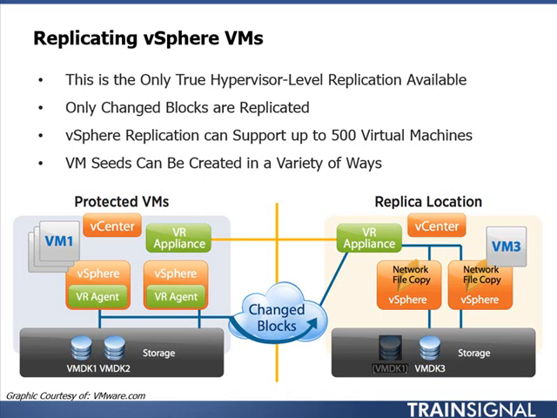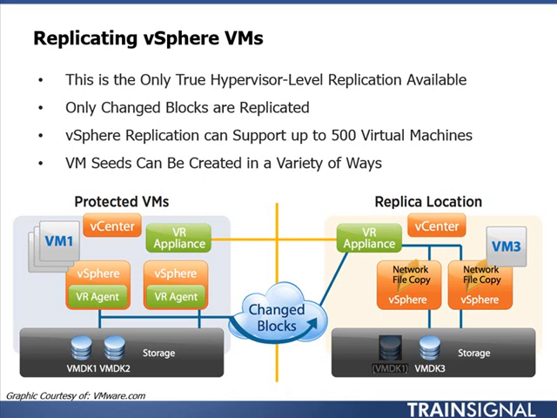According to VMware, vSphere Replication is the only true hypervisor-level replication solution available today. There are, of course, a number of vSphere replication solutions available from third parties, but VMware says that their solution, again, is the only true hypervisor-level replication available. It's also the only replication solution available from VMware.